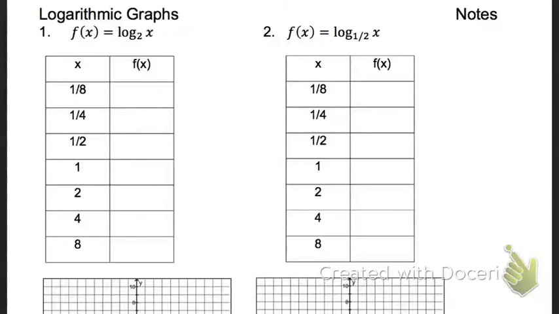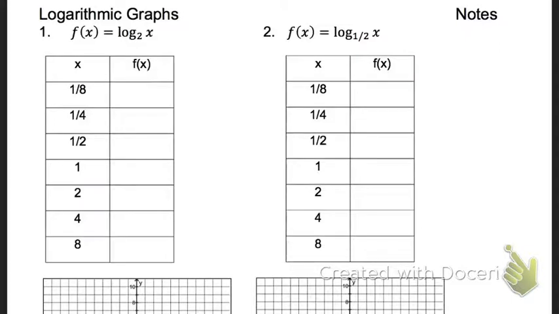Okay, second half of this is logarithmic graphs. The only difference, do you guys remember doing inverse functions where you switched the x and y? Very beginning of the year. This is exactly that: exponential and logarithmic functions are inverses of each other. The x's and y's switch.